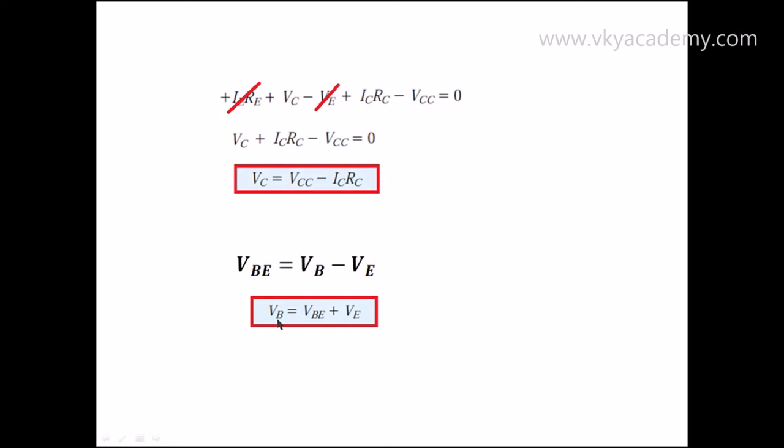Now VB voltage can be calculated by this formula, that is VBE is equal to VB minus VE. So VB will be equal to VBE plus VE.